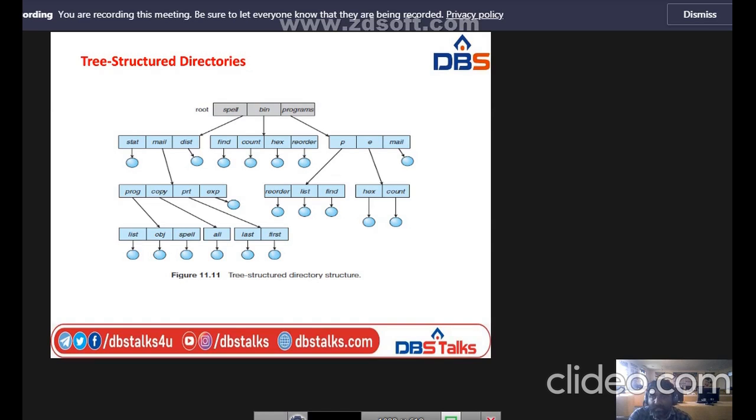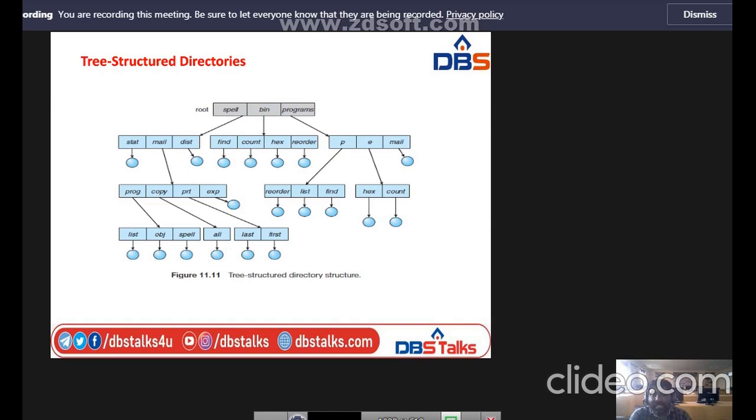Here we have the root, and again we have children: spell, bin, programs. These are the directories, the root directory, and again subdirectories. In the directories we have again subdirectories, and in directories we have files and subdirectories. So it is just like a parent-child relationship. A directory may have a file or subdirectory in a structured, tree structured manner. Here each process has a current directory. The current directory should contain most of the files that are of current interest to the process.